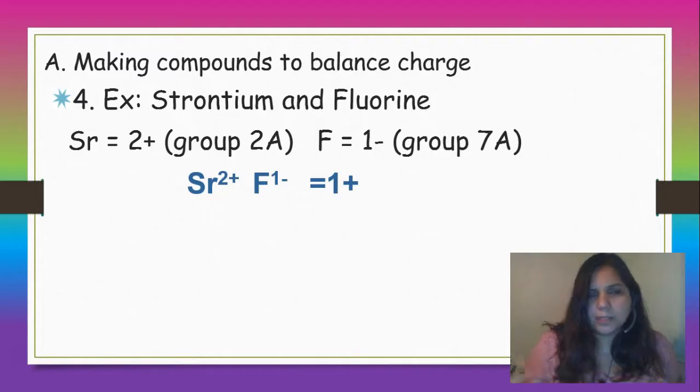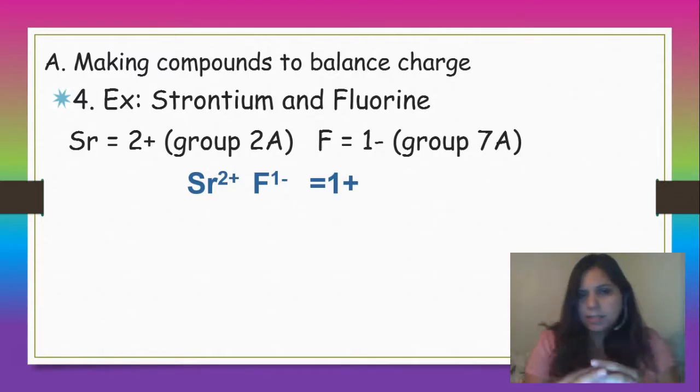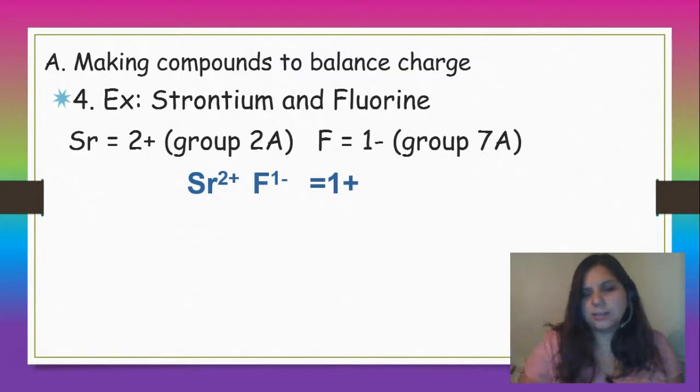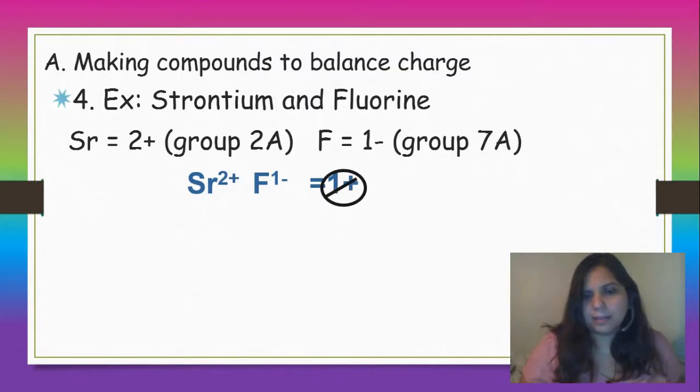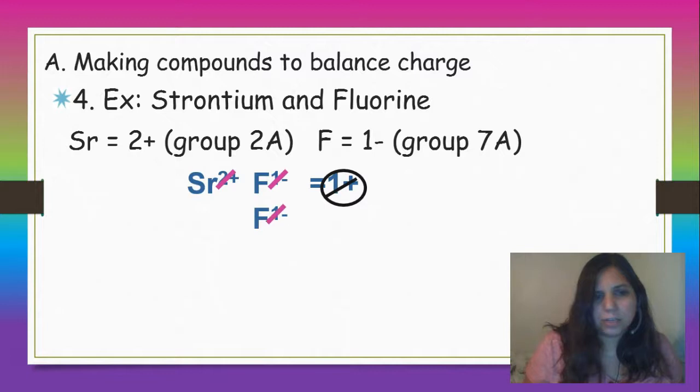So what we're going to do is add more of either the positive or the negative so that we can get to that 0, that overall charge of 0. Since I have more positive than negative, I'll add another fluorine. And now that's 2 plus and 2 negative. Overall, when we add those together, it'll be a total of 0, and it'll cancel out these charges.